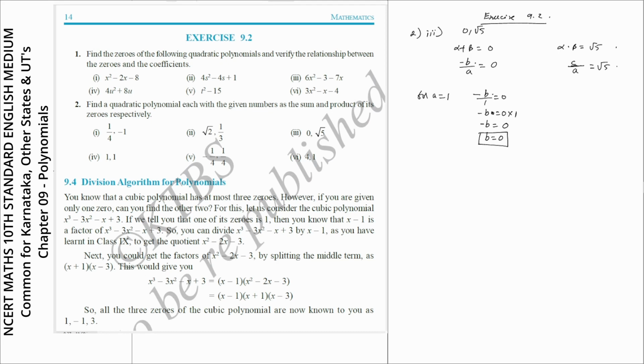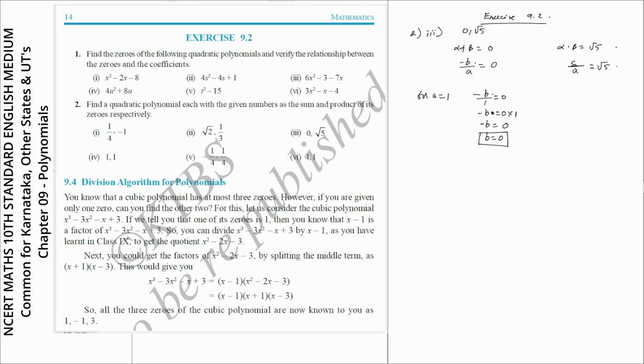Because if I multiply both sides by minus 1, minus b into minus 1 is equal to 0 into minus 1. So 0 into anything is 0 only. So minus b into minus 1 is plus b I'll get. That's why minus b is equal to 0, I can write as b is equal to 0.